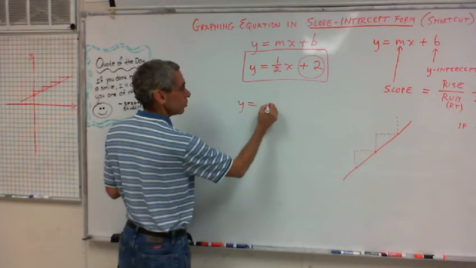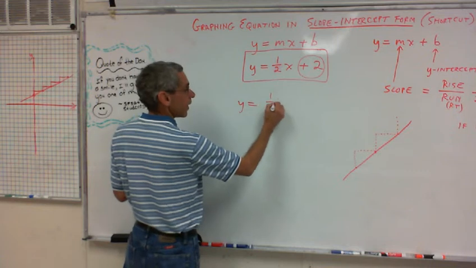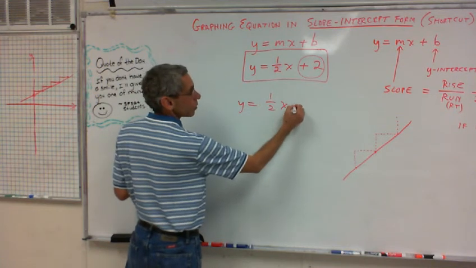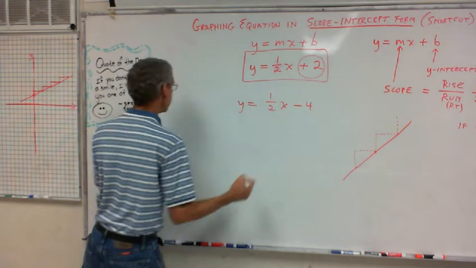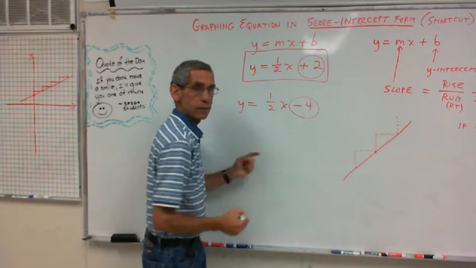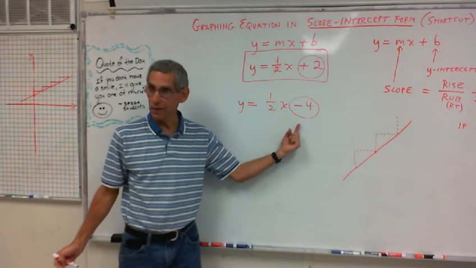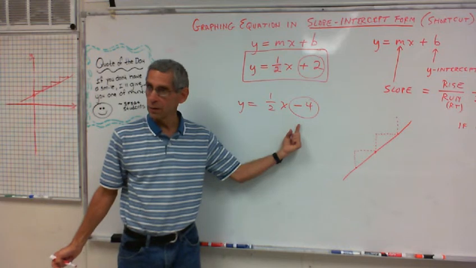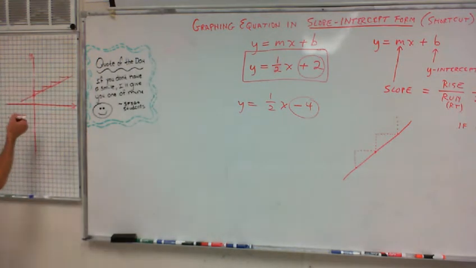Y is equal to 1/2 x minus 4. Immediately, I look at this number. That is negative 4. Does that make sense? Negative 4. So I come over here on my y-axis. That's my y-intercept. I put my pen at 0, 0, and I go down 4. 1, 2, 3, 4, and I put a dot. You all with me?